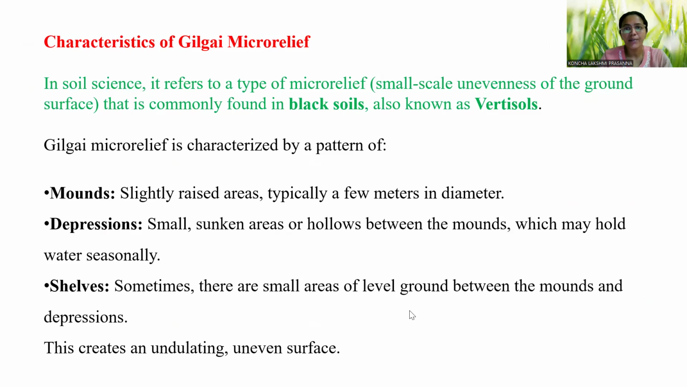So Gilgai macro relief is nothing but the unevenness or undulation of the ground surface. This undulating and uneven ground surface is mostly formed by the mounds, depressions, and shelves formed on the layers of the vertisol soil order. Mounds are slightly raised areas, typically a few meters in diameter, whereas depressions are the small sunken areas present between the mounds, whereas the shelves are the small areas present between the mounds and the depressions.